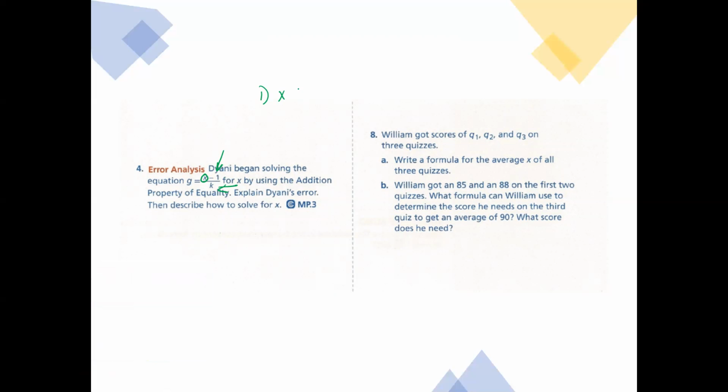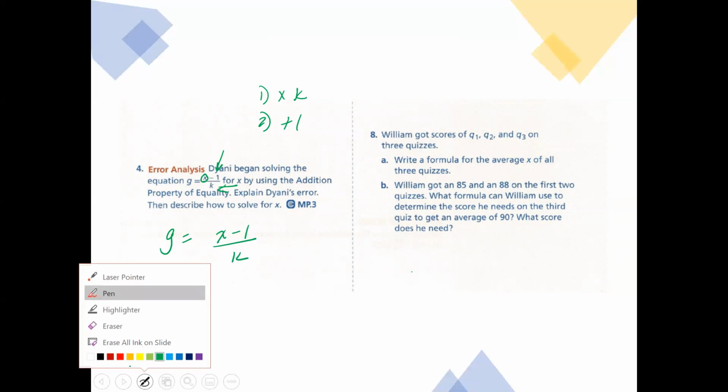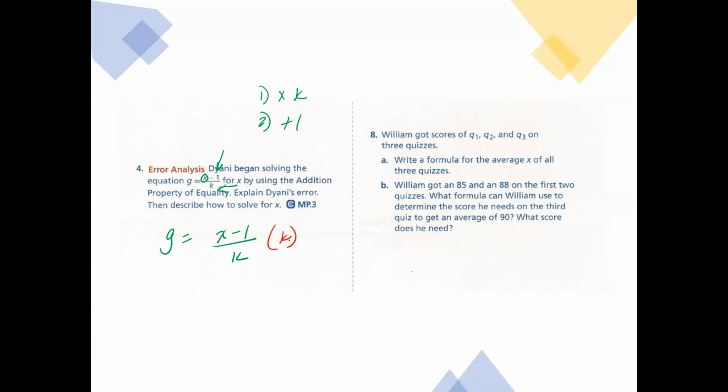So when I multiply by k on both sides, that's my first step. My second step is to get rid of the negative 1. Opposite of a negative 1 is a positive 1, so that's what I'm going to do. So I have g equals x minus 1 divided by k. My first step, like I said before, is to multiply both sides by k.